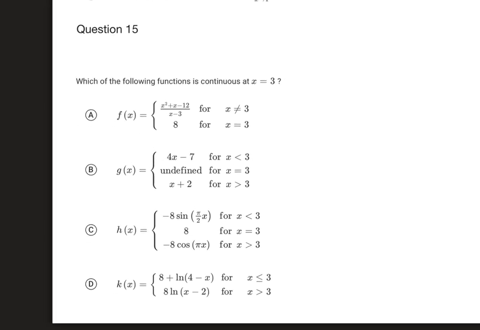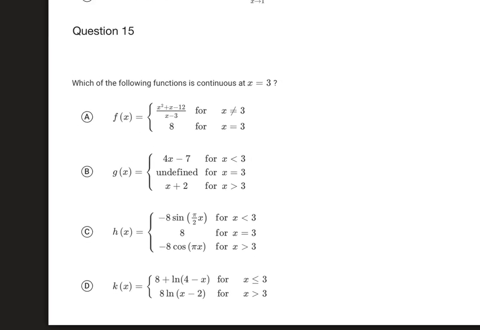Okay, last one, number 15. They say, which of the following functions is continuous at x equals 3? Okay, so for this one we really just have to plug 3 into the simplified version. Actually, let's look at this. If you plug 3 into the top, you get 9 plus 3 is 12, minus 12 is 0, and then 0 on the bottom, so you get 0 over 0.